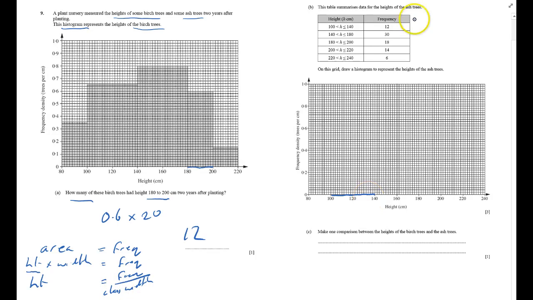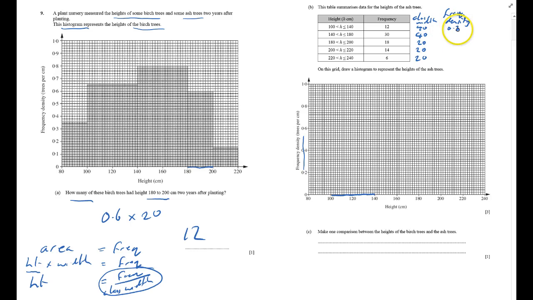So the best thing to do here is put a column for class width, and that one will be 40, 140 to 180, that's also 40, 180 to 200, that's only 20, 200 to 220 is also 20, and the last one's also 20. And now on to the height, which is called the frequency density. But basically it's the height of the bar, and it's already labelled there, frequency density. So I've got to do the formula down here, frequency divided by the class width. 12 divided by 40, that's 0.3.